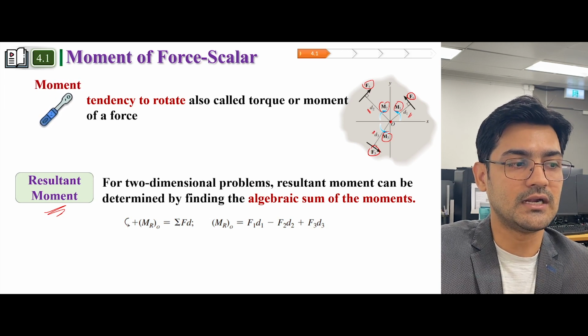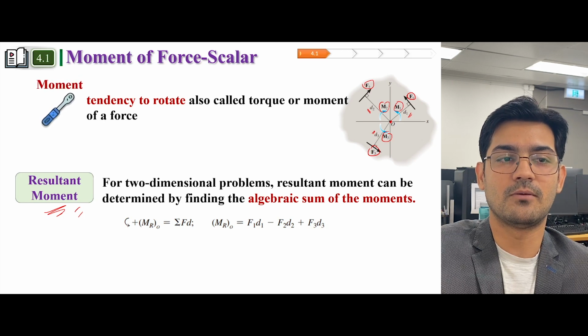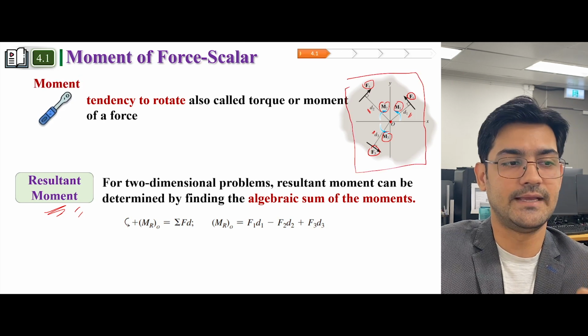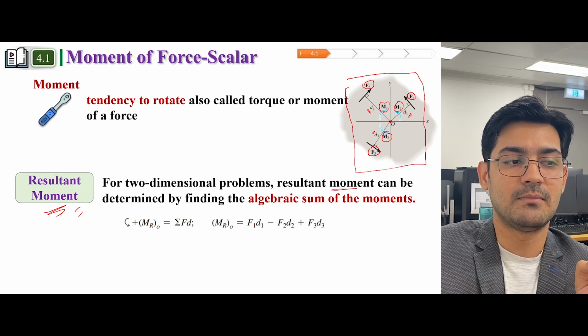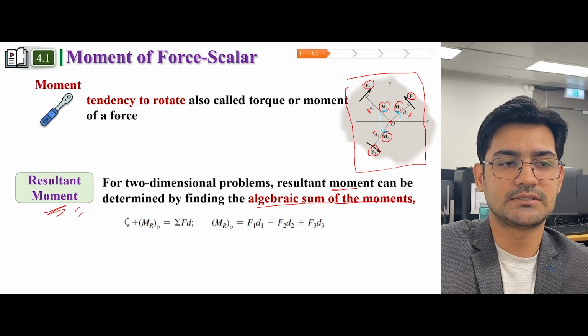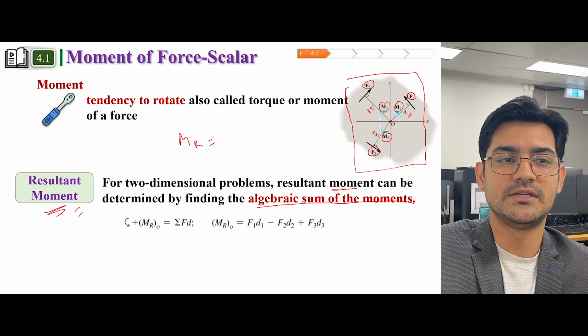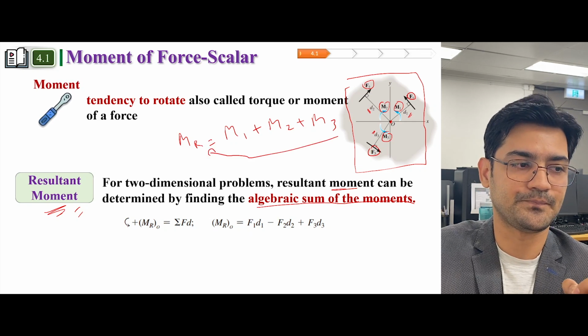So resultant moment says that for a two-dimensional problem, that is, all the moments are on the same plane, the resultant moment can be determined by finding the algebraic sum of those moments. So basically what it's saying is that if you want to calculate the resultant moment, you will just add all those moments and you can get the resultant moment.